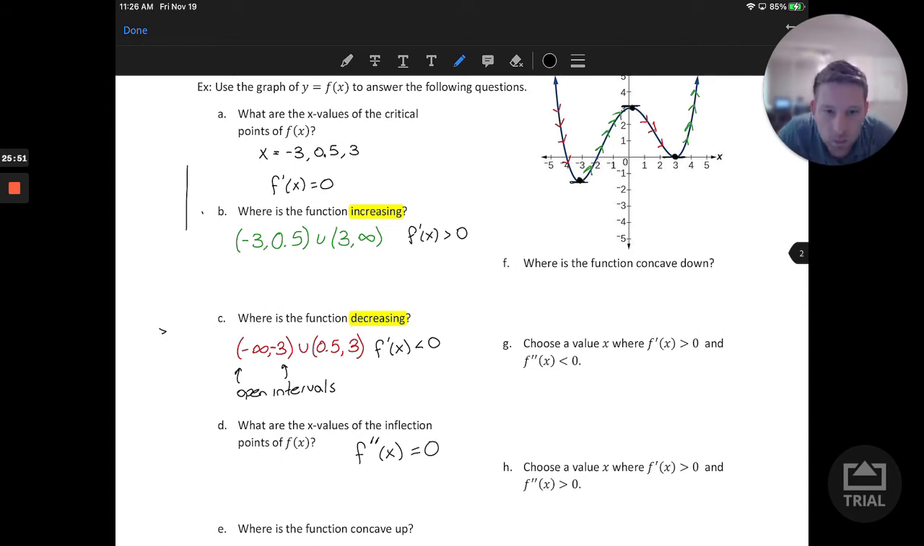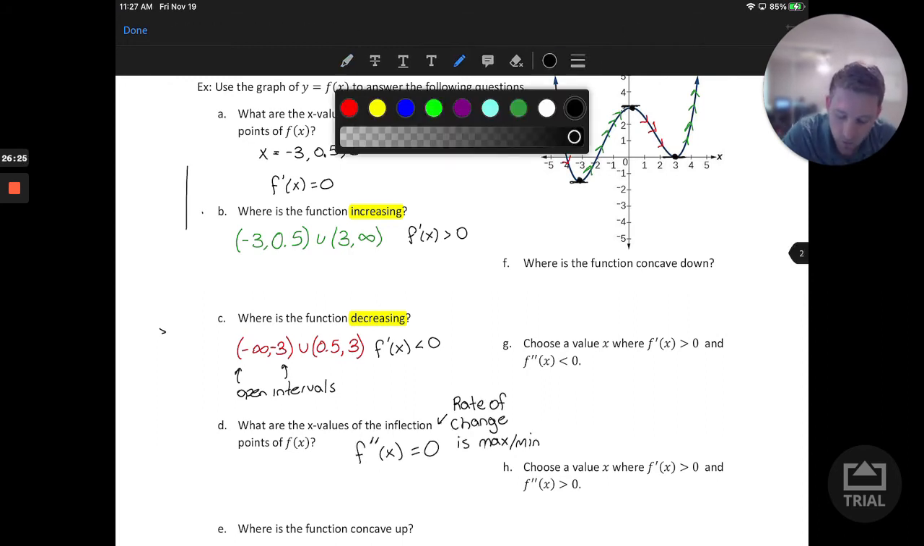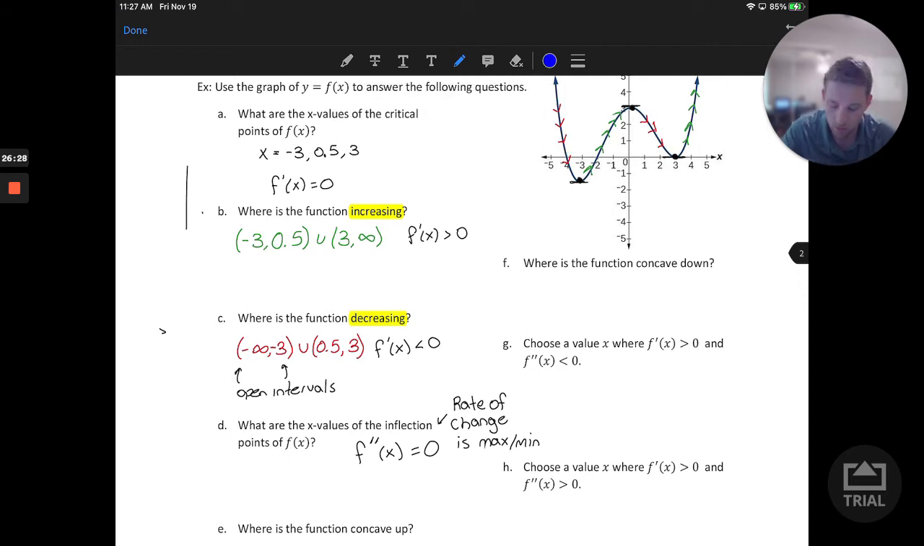In other words, we want to show where our rate of change is maximized or minimized. So this is going to be where our derivative, or rate of change, is maximized or minimized or optimized. So let's dive into the graph and see where those are maximized or minimized, or in other words, where we change concavity.